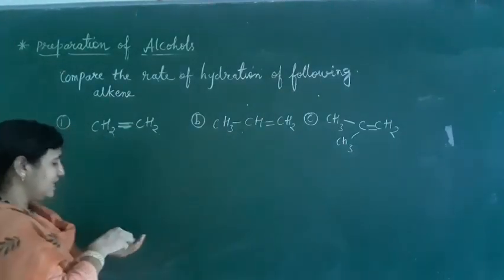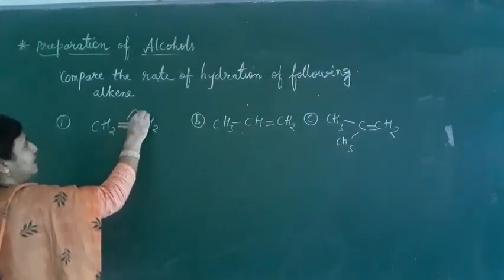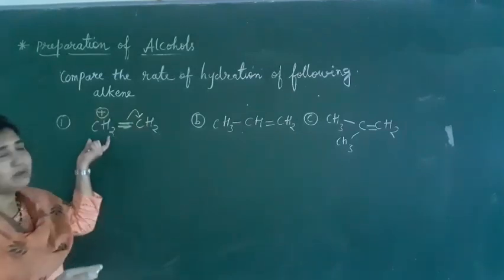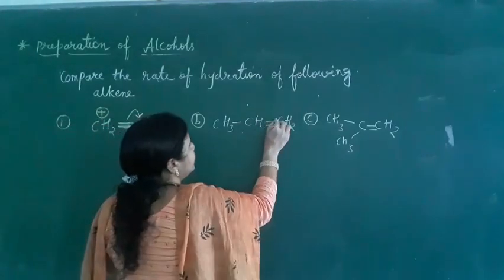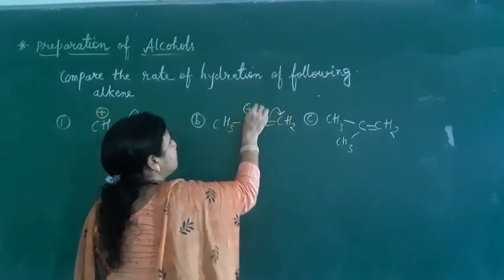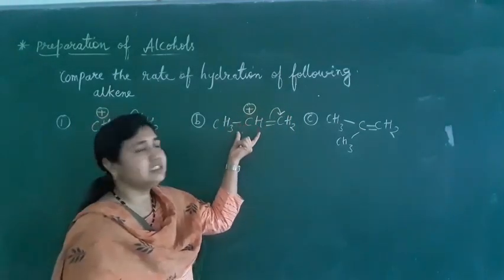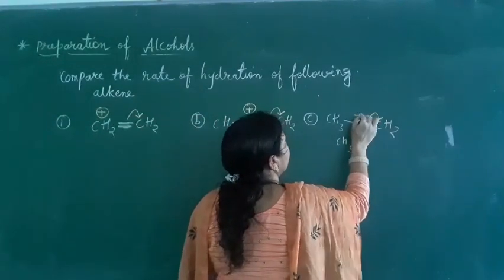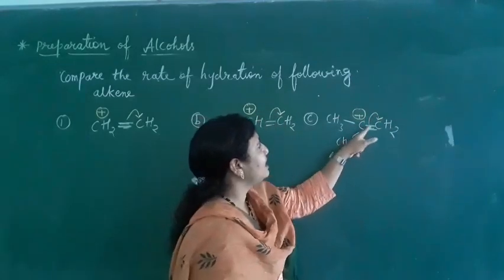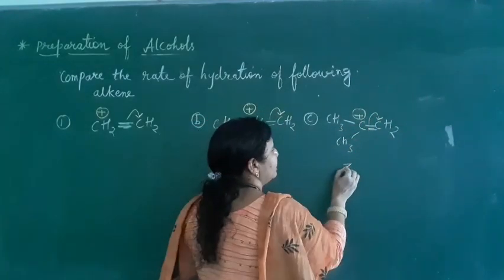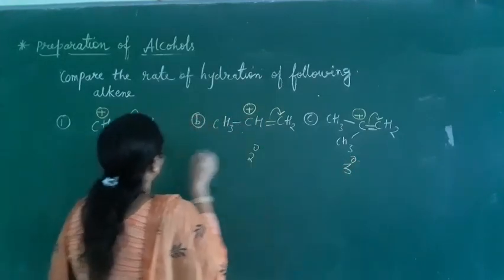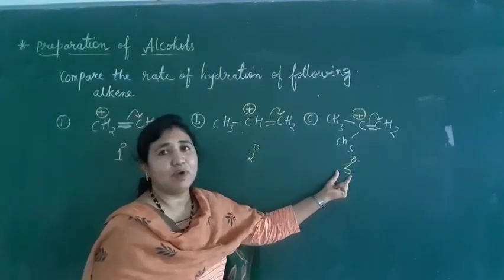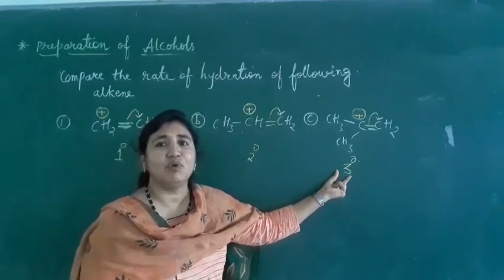Next, if the pi electrons shift here, then we will get a positive charge here. This is a primary carbocation. And if this pi electron shifts here, on this carbon we will get a positive charge. This is a secondary carbocation. In this case, if the pi electron shifts here, the positive charge will come here, so this carbon becomes a tertiary carbocation. So the rate will be faster for the tertiary carbocation, because the tertiary carbocation is more stable.